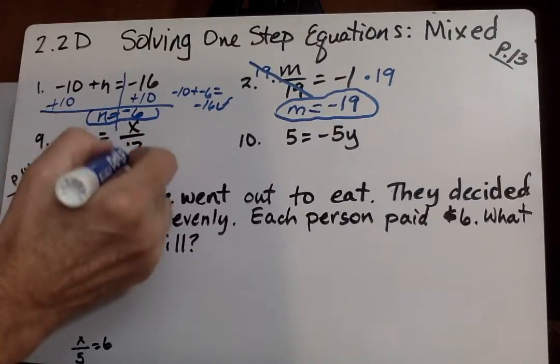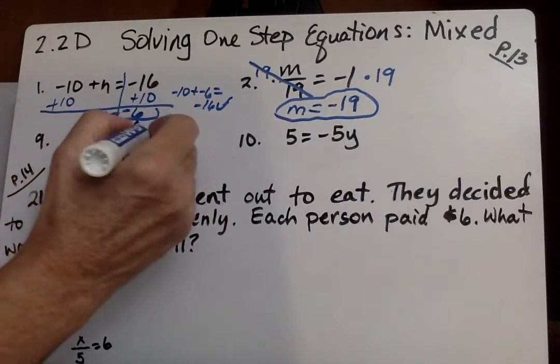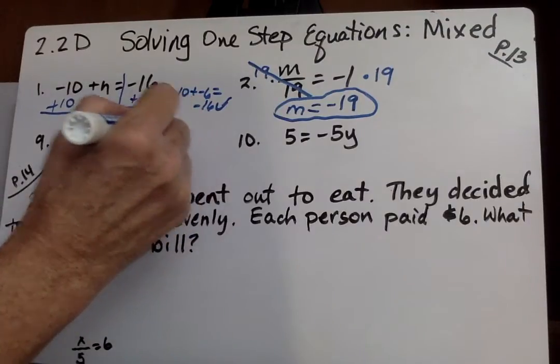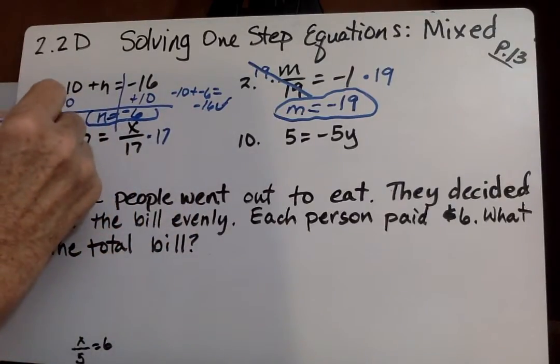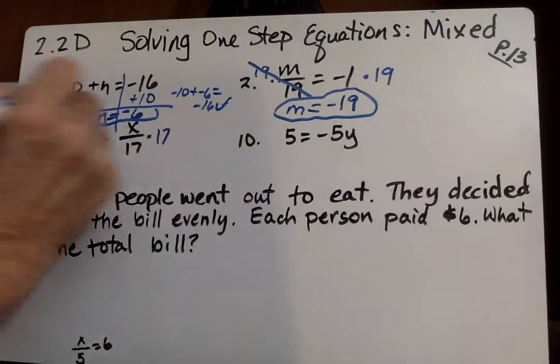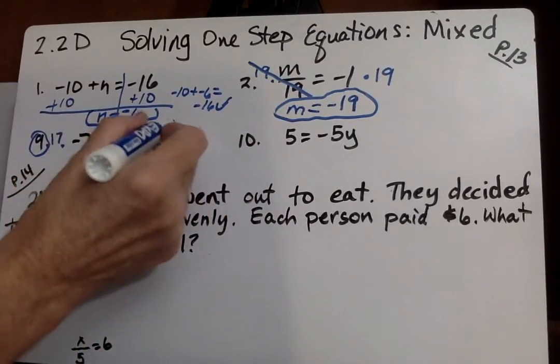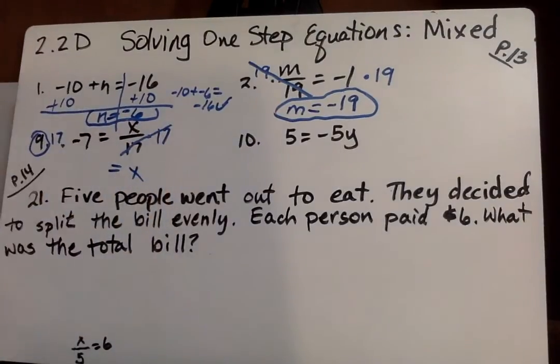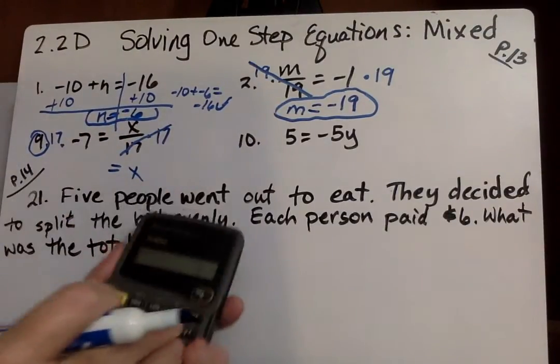Negative 7 equals x over 17. Here's my variable. So it's divide. I do the inverse operation, times by 17. Times by 17. So I know that this will cancel with the 17 on the denominator. And x equals 17 times negative 7.